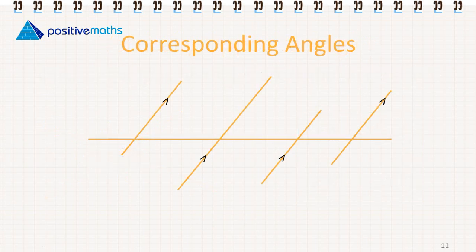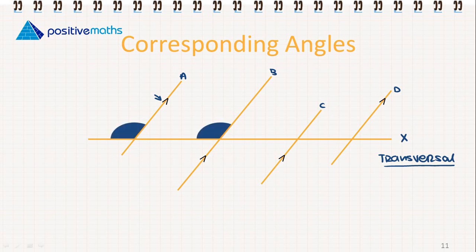Corresponding angles. So here we have four parallel lines, A, B, C, and D. We know that they're parallel because of the arrow on each of the lines going in the same direction. We also have a transversal X. A transversal is a line intersecting parallel lines. If we have a transversal intersecting parallel lines, it means that the corresponding angles are equal. So if we look at these blue angles, they're all equal in measure. The transversal creates the exact same angle with all of the parallel lines.